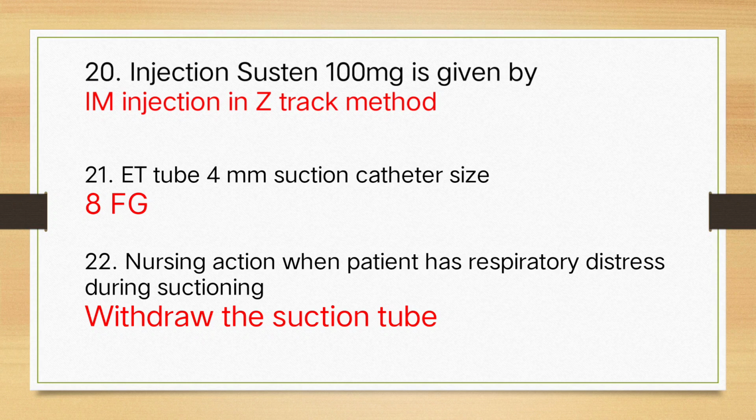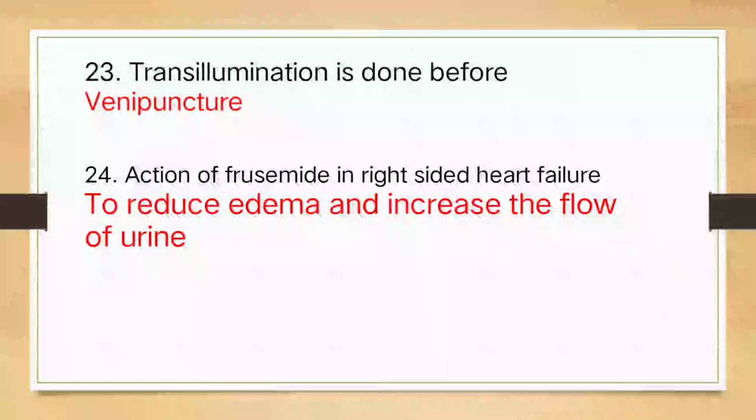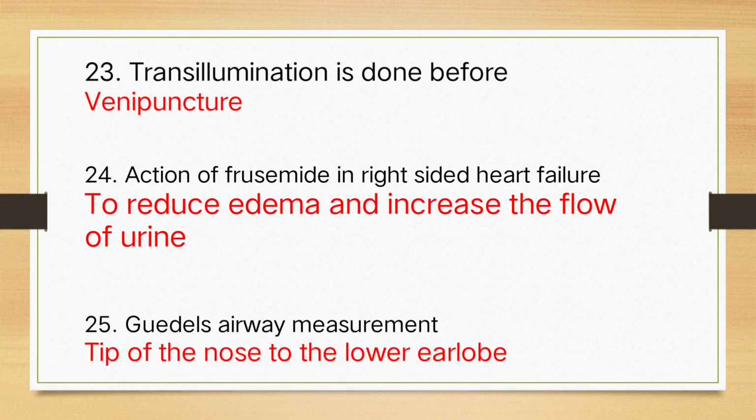So when patient is having respiratory distress, what we have to do? Withdraw the suction tube. Trans elimination is done before venipuncture. Action of furosemide in right-sided heart failure. So it will reduce the edema and it increases the flow of urine.